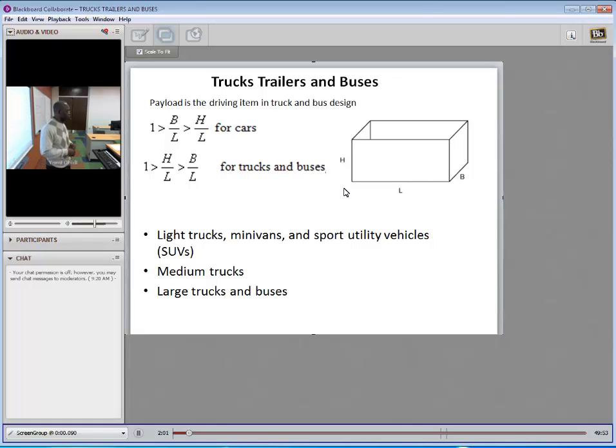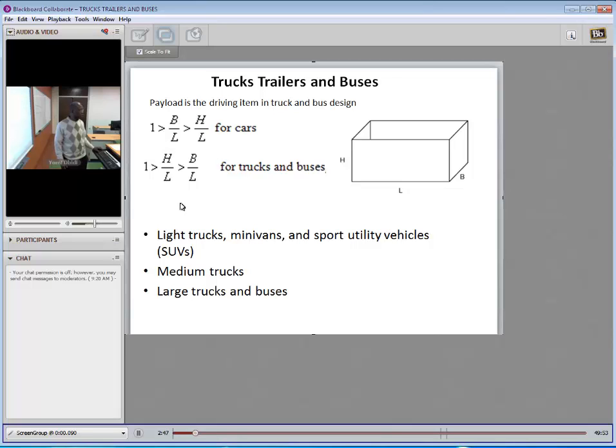If we look at this very simple representation, a boxed vehicle, look at those dimensions. This will be the longitudinal direction for the vehicle, truck or car, this is the width of the vehicle, and this is the height of the vehicle. In general, the ratio of the width to the length for a car is more than the ratio of the height to the length.